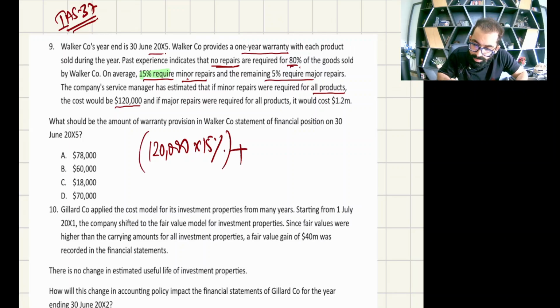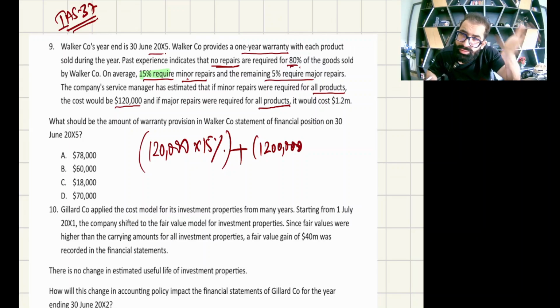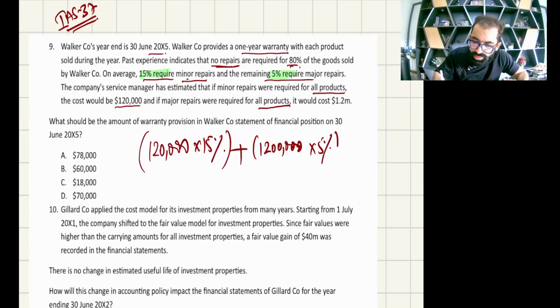And if major repairs were required for all products, it will cost 1.2 million. 1.2 million means 1,200,000. 1,200,000 is required if everything comes back, all products. But only how many products need major repairs? Only 5%. So now multiply this cost by 5%. You will add these two. It's your answer. That's your warranty provision. Okay.